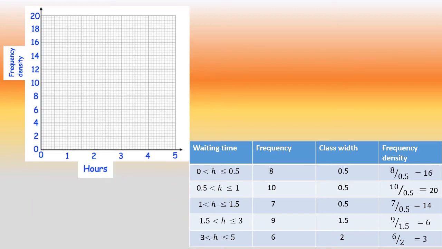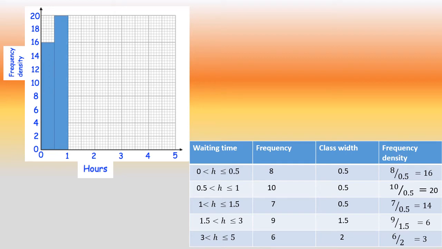The frequency density axis goes from 0 to 20, and the x-axis from 0 to 5. The first bar is 0 to 0.5, which has a height of 16. So we are going to draw the bars for waiting time, which is the class intervals, and the frequency density.